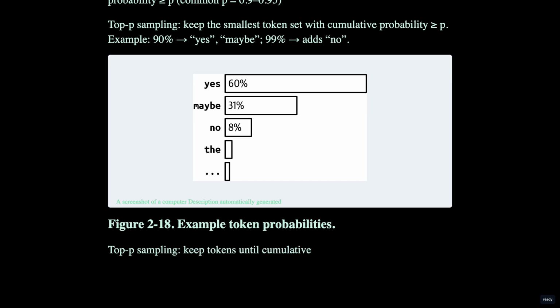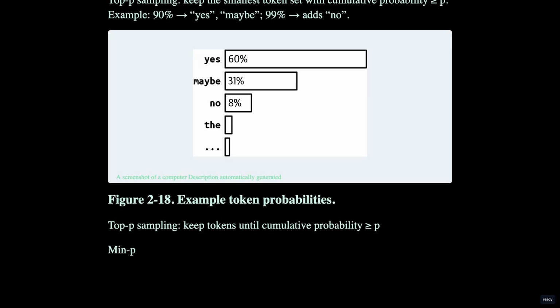Top P doesn't necessarily cut the softmax computation because it still evaluates token probabilities. Instead, it selects the smallest set of tokens whose cumulative probability reaches the threshold P. By adapting the number of candidates to each context, Top P tends to produce more contextually appropriate outputs. Its theoretical benefits are subtle, but in practice it often works better than fixed Top K, which is why it's widely used.